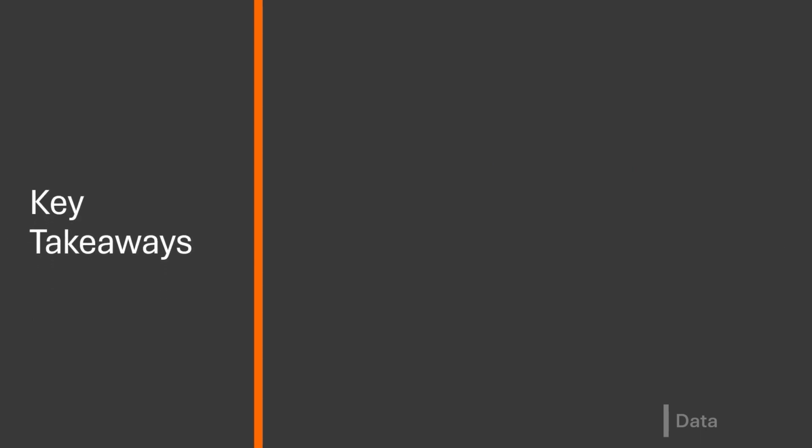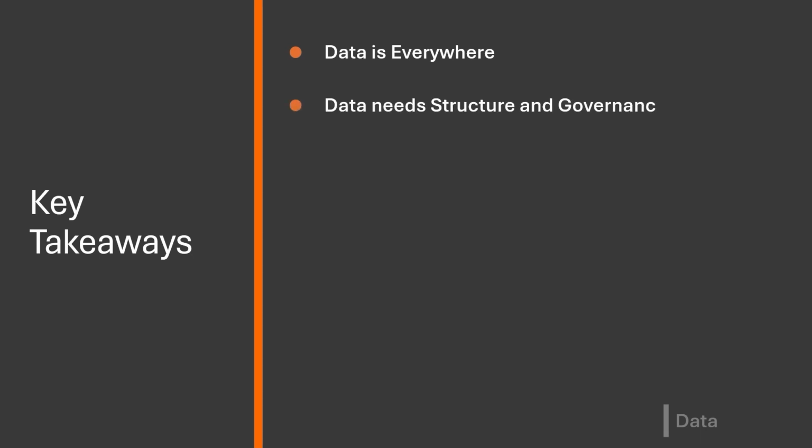Alright, we've covered a lot of ground today. Let's quickly recap the essentials. Data is everywhere. Think of it as the fuel powering modern businesses. Every customer click, every transaction, every social media post, it's all about data. Data needs structure and governance. Raw data is like a messy toolbox. We need to organize it, for example, structured versus unstructured, manage its life cycle, and govern it with rules and policies to make it useful. Data turns into insights. Business intelligence tools help us transform data into actionable insights, helping us make smarter decisions.